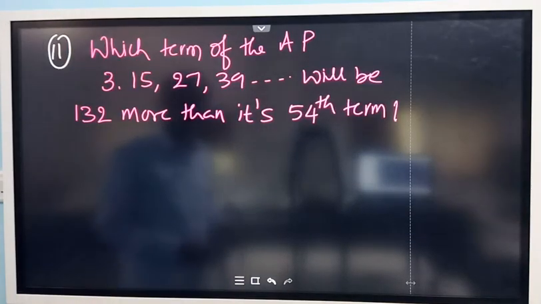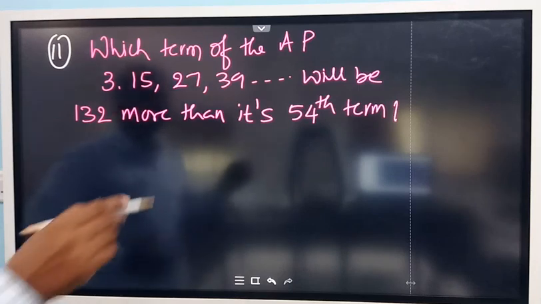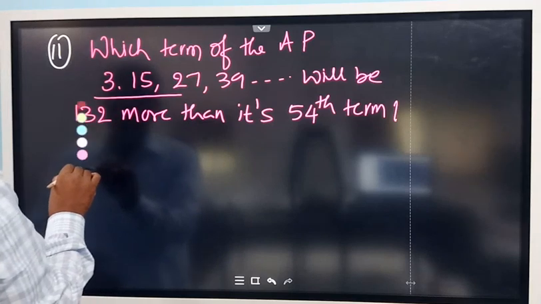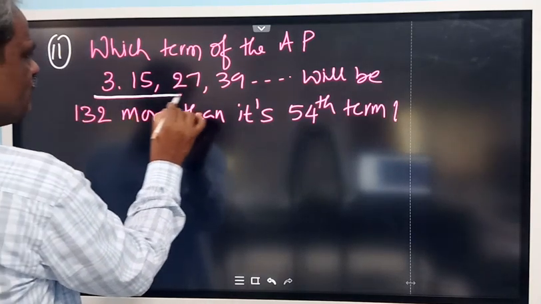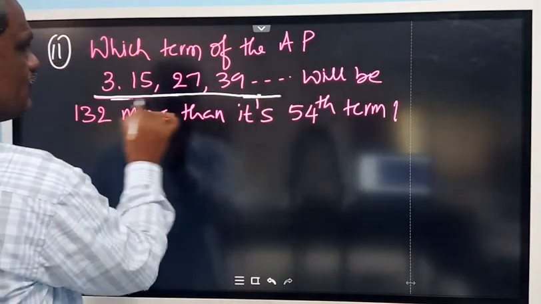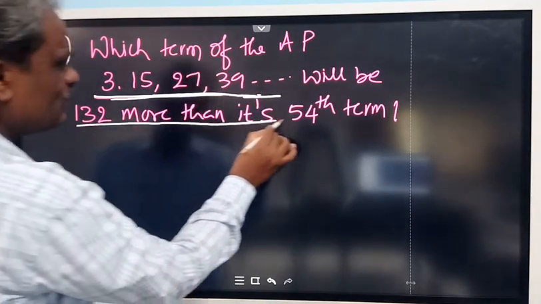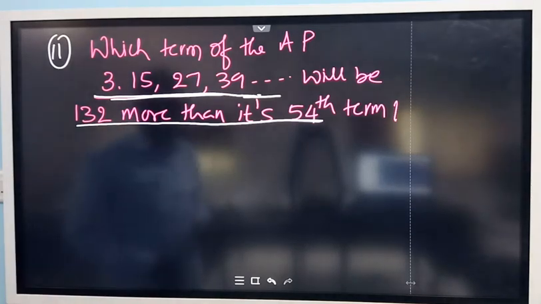Look at this question. Once again, which term of this AP? The given AP is 3, 15, 27, 39. So which term of the AP will be 132 more than its 54th term? We need to find out.